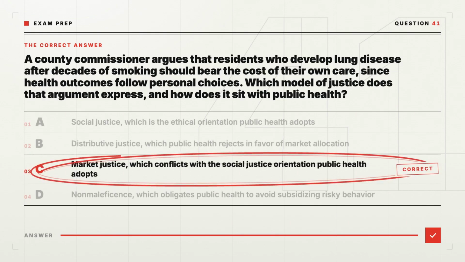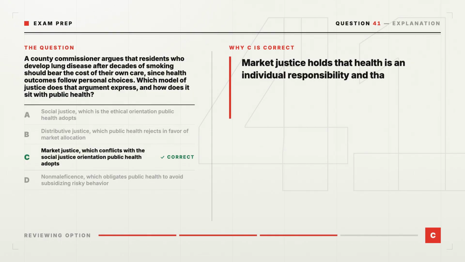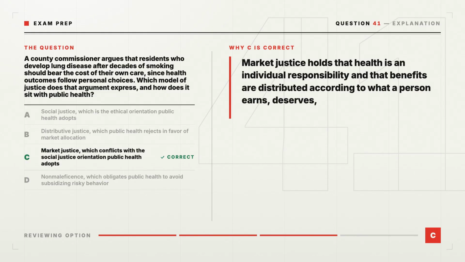The correct answer is C. Market justice, which conflicts with the social justice orientation public health adopts. C is correct because market justice holds that health is an individual responsibility and that benefits are distributed according to what a person earns, deserves, or can purchase. Public health explicitly embraces the opposing model, treating health as a collective societal responsibility with all people entitled to a basic level of protection. The Commissioner's reasoning is coherent within market justice and directly at odds with the field-stated orientation.